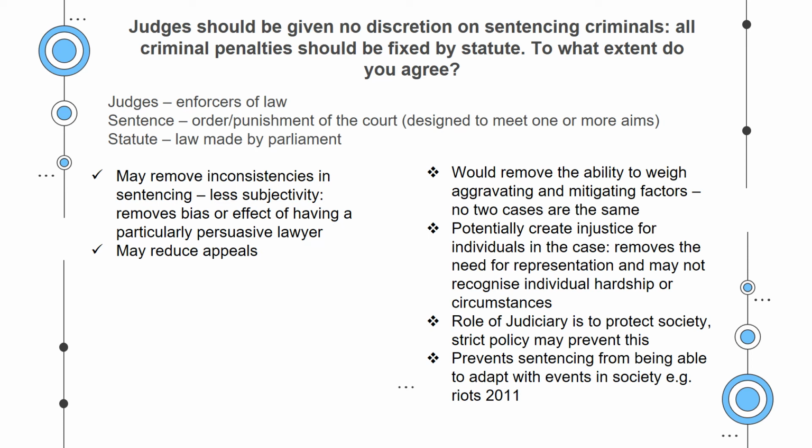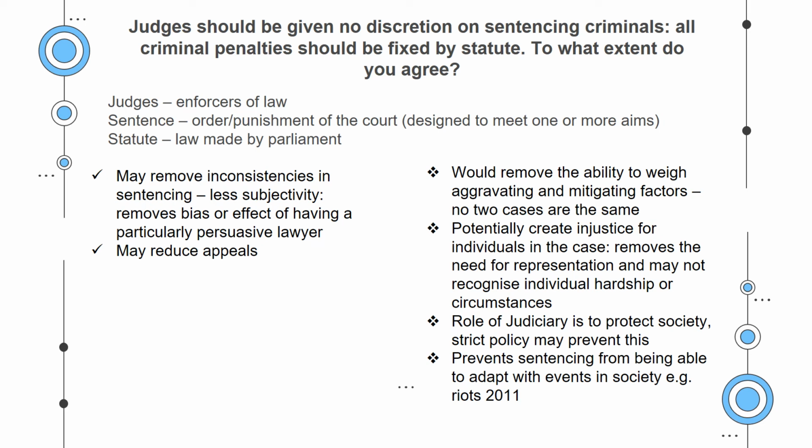This could potentially create injustice for individuals, removes the need for representation maybe, and we may not recognise individual hardship or circumstances in the same way if our hands are tied by Parliament. The role of the judiciary is to protect society. Strict policy may prevent this. We may want to sentence someone to a greater sentence and be unable to do so. It prevents sentencing from being able to adapt with events in society.